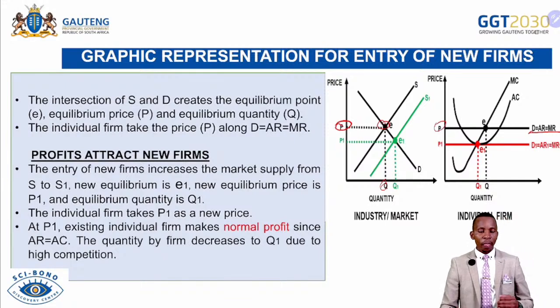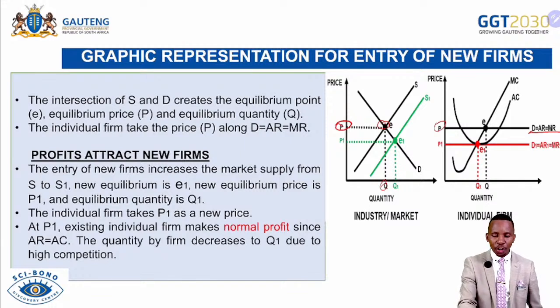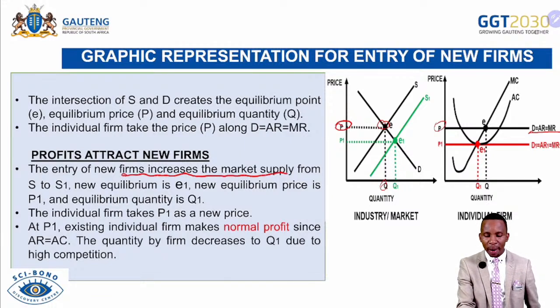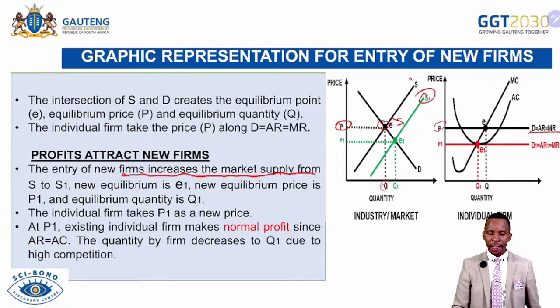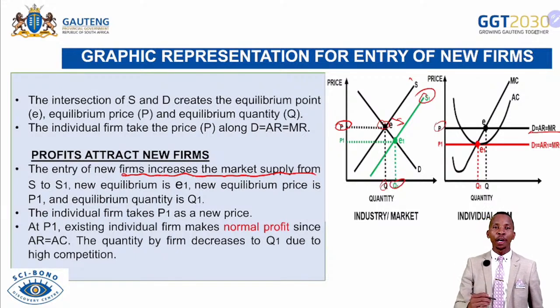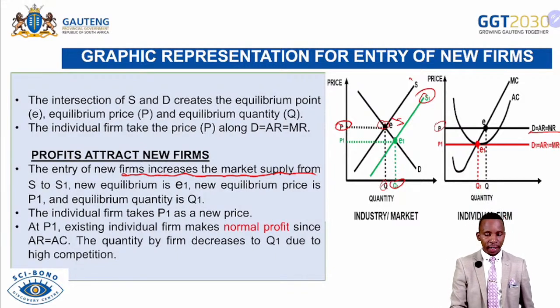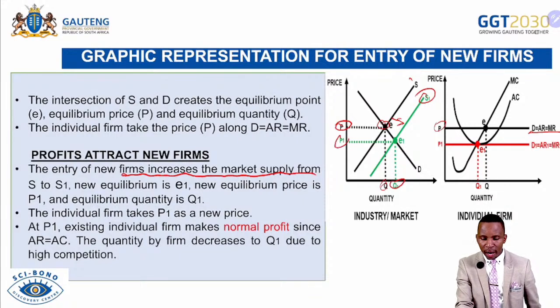And then profits attract new firms. As profits attract new firms to enter the market, the entry of new firms increases market supply. You can see the market supply increasing from the original S to S1. There is an arrow indicated. And then the quantity supplied increases from Q to Q1, which decreases the price, concurring with the law of supply. So we have P1 as the new price, and Q1 as the new equilibrium quantity.